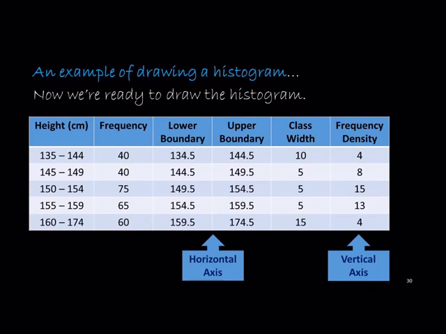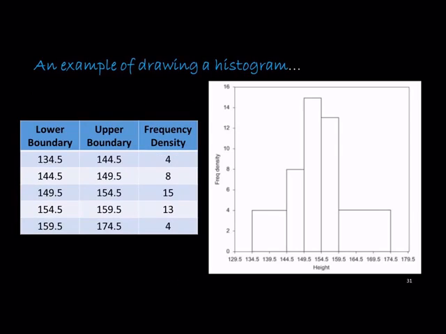Now remember, on our histogram, frequency density is our vertical axis, and on the horizontal axes we use the lower boundaries and the upper boundaries. So let's put that together, and here we have our histogram. And you can see the lower and upper boundaries along the horizontal axes and the frequency density along the vertical axes.